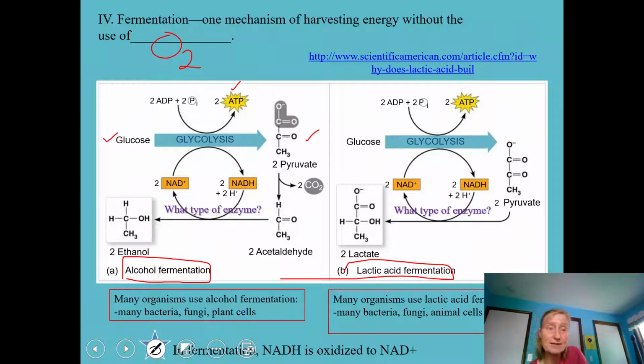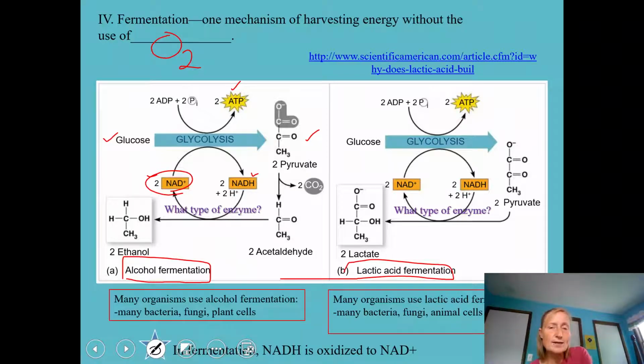Remember that during glycolysis, 2 NAD+ molecules are reduced to NADH. Okay? In order to continue this process of glycolysis, a cell needs to regenerate NAD+ so that it can be the oxidizing agent to oxidize glucose again and again and again.